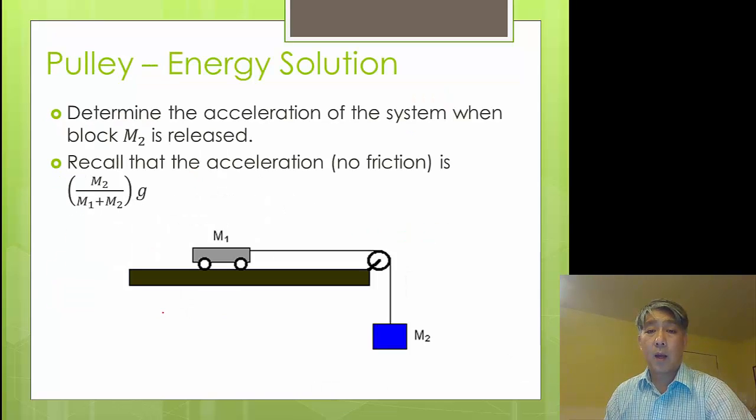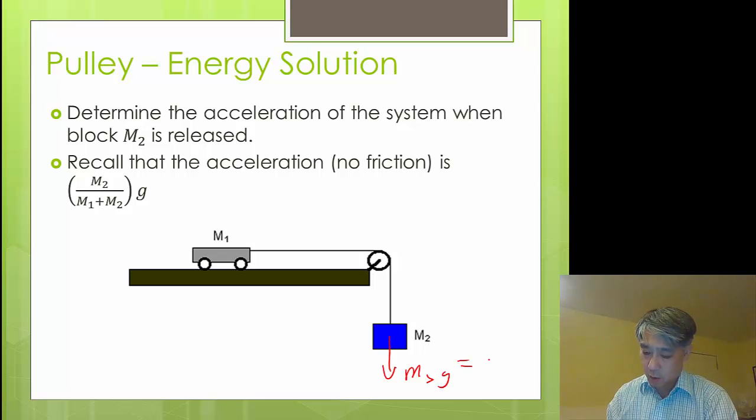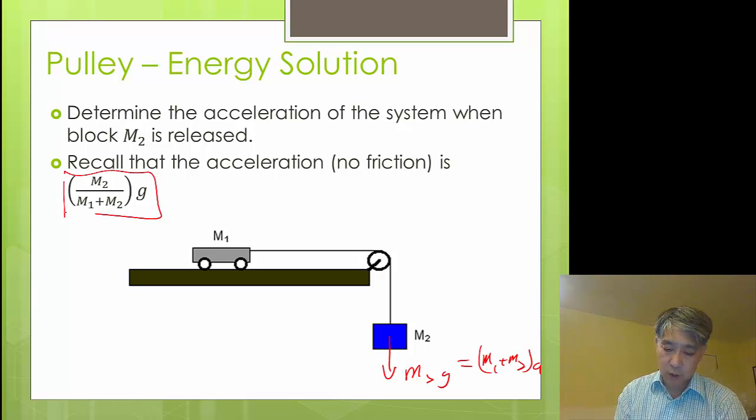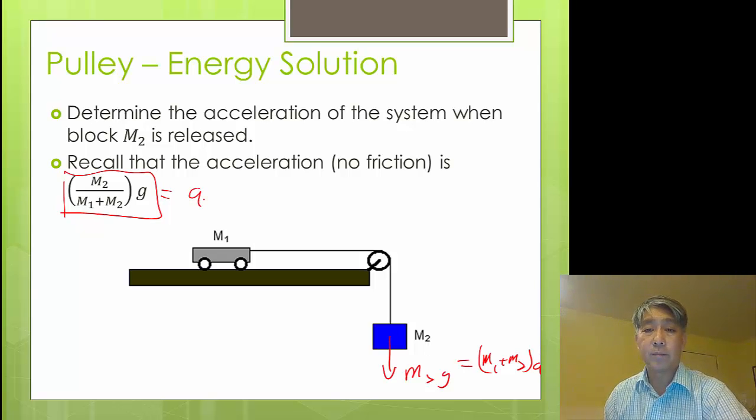Finally, I want to look at another way to solve the pulley problem that we looked at before. In this case, I have a mass m2 pulling a mass m1. The acceleration of my system is nothing more than m2g. My net force is m2g acting on a total mass of m1 plus m2, assuming no friction. So acceleration is equal to m2 divided by m1 plus m2, times g.